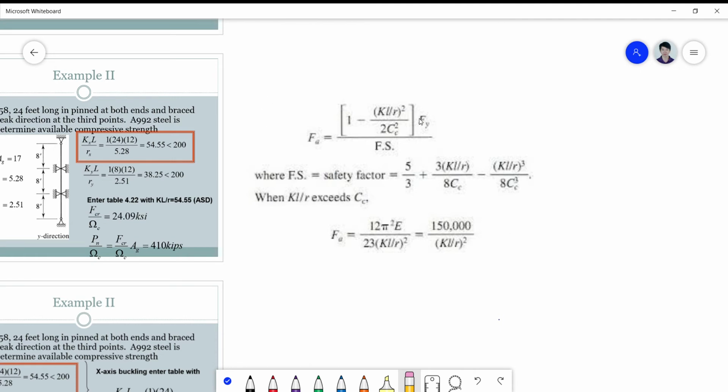So for this first formula you can see here, this is actually the formula for inelastic column buckling, or what you call the short column buckling. And this formula here is for the elastic Euler column buckling. It is for the long column.